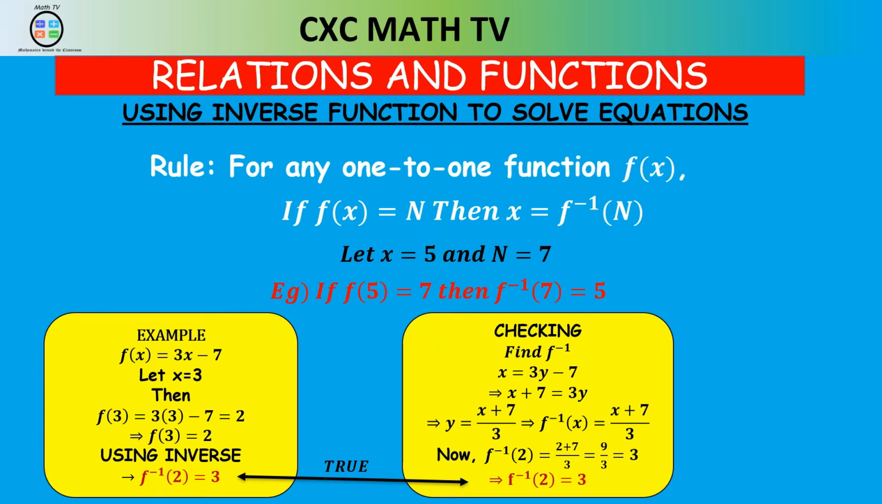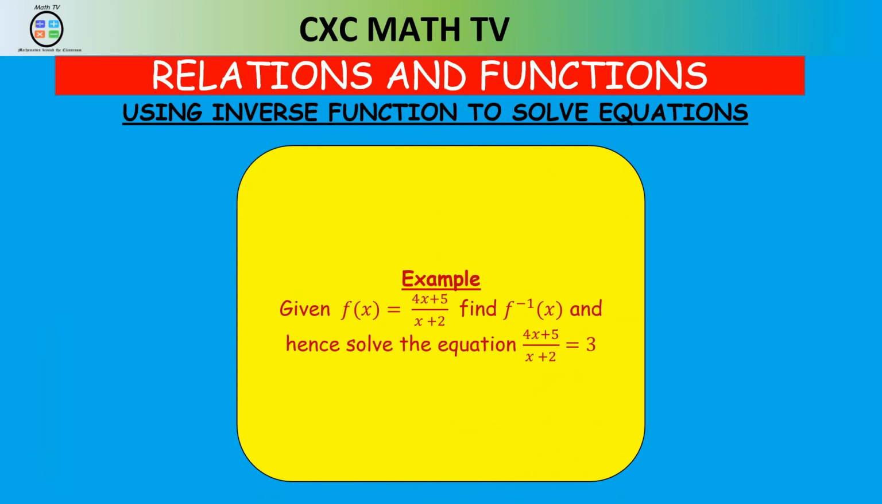Wow! So here's an example to try. Given f of x is 4x plus 5 over x plus 2, find f inverse and hence solve the equation 4x plus 5 over x plus 2 equal to 3. So pause the video and attempt the question. Notice it said hence.